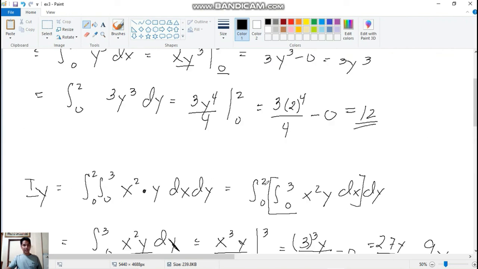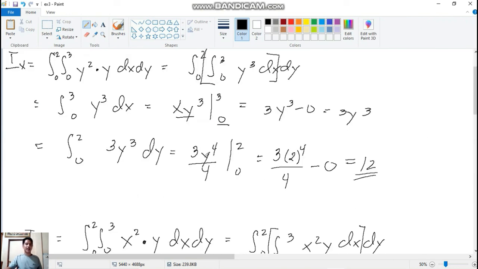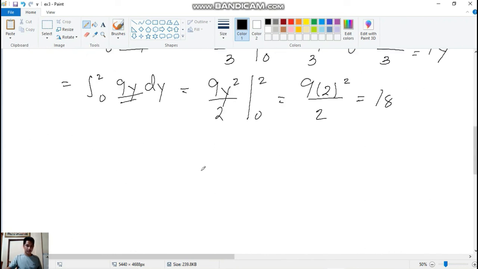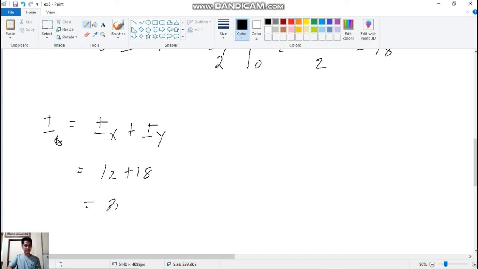We already got the values of I sub x and I sub y. Therefore, we can now get the value of I sub 0, which is, you just add I sub x and I sub y. So that is equal to 12 plus 18. The answer is 30. That's it.